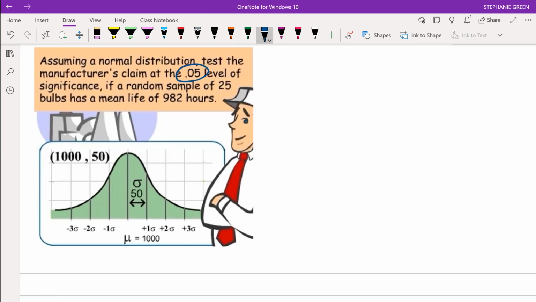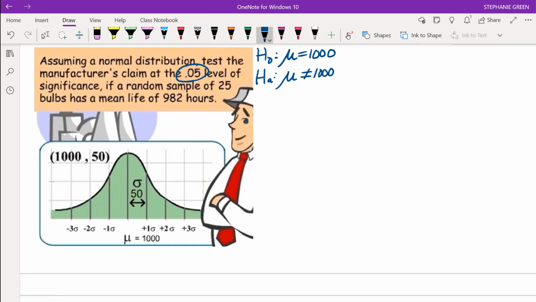So we start by writing our hypotheses. H naught is that the mean is equal to the population mean, and HA is that the mean is not equal to the population mean. And I'm choosing a two-sided test here because they don't specifically say whether they're concerned for it to be greater than or less than, simply that it's not equal to it.